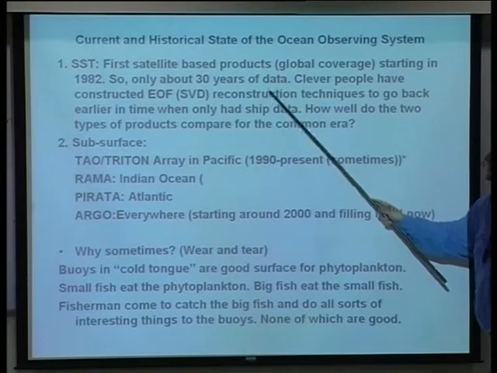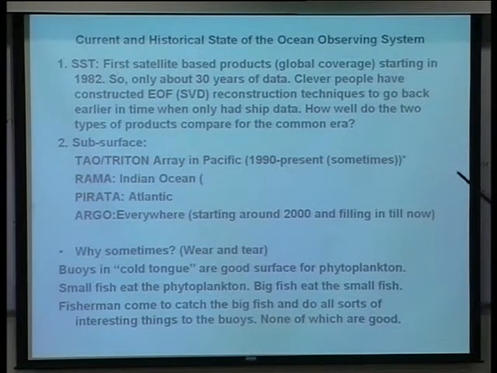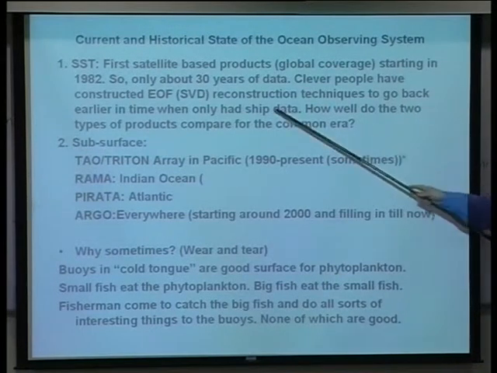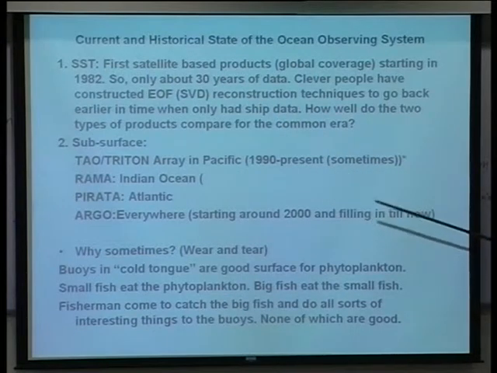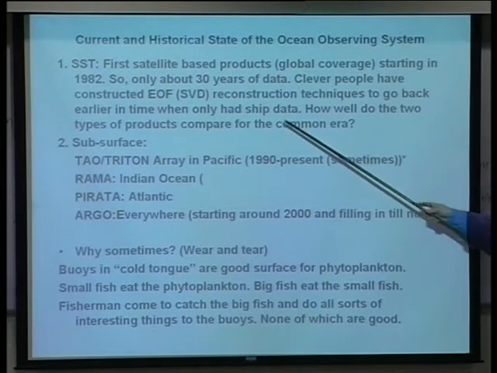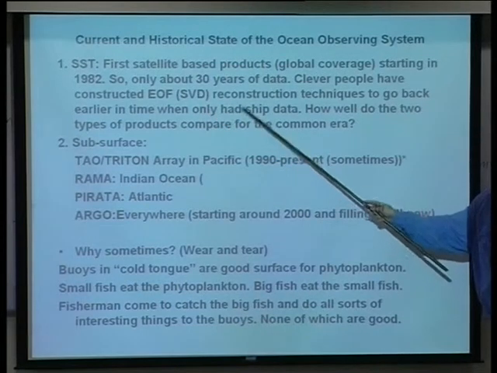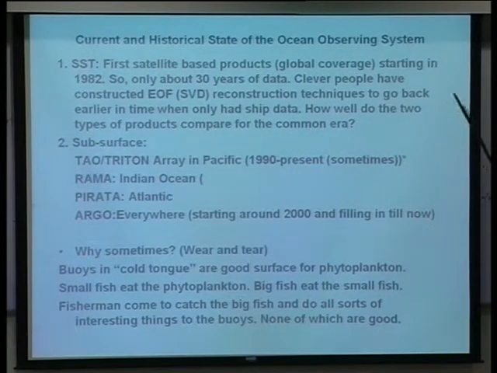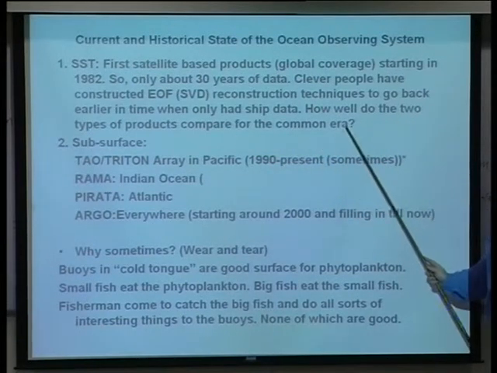So think about that. When you're talking about the seasonal forecasting problem, for instance, you have 30 data points you can look at. It's not like weather forecasting, where you run a forecast every day or 4 times a day, and therefore have 300 or 1,200 samples. You have about 30 years if you rely on that SST. There have been some clever people who have derived EOF or SVD reconstruction techniques so that you can go back when you only had ship data, which is very sparse. We'll see what that looks like a little later. But these products actually don't compare all that well in the common era.